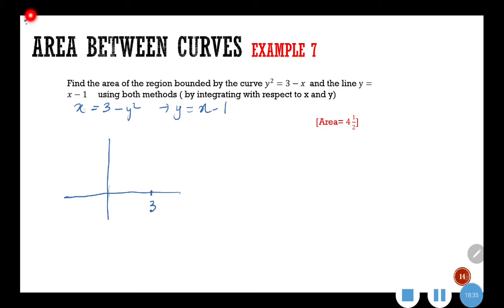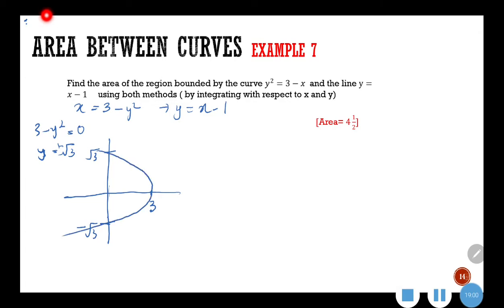And then when x equals to 0, apa akan jadi pada value of y here? When x equals to 3 minus y square equals to 0, maknanya y here will be equals to positive negative root 3. Okay, so we have root 3 here and we have minus root 3 here. So the graph will somehow look like this.